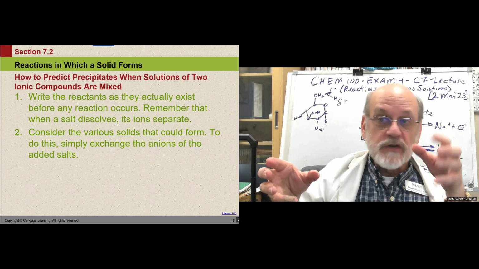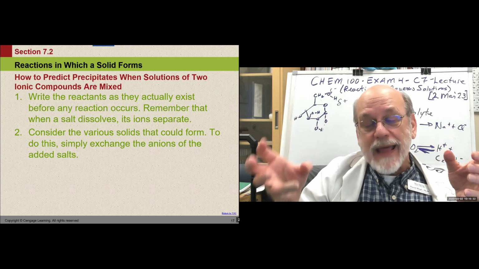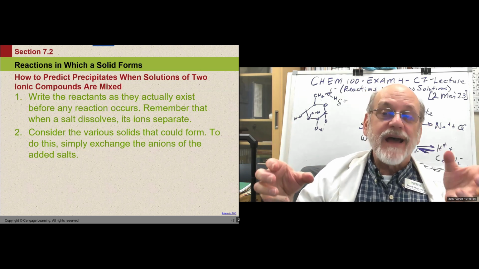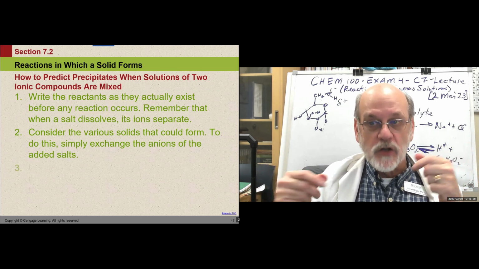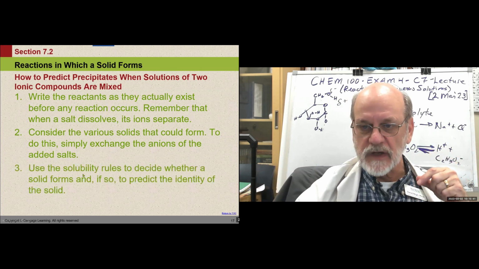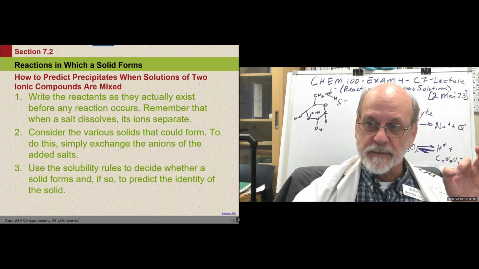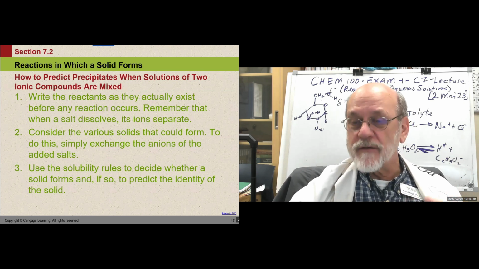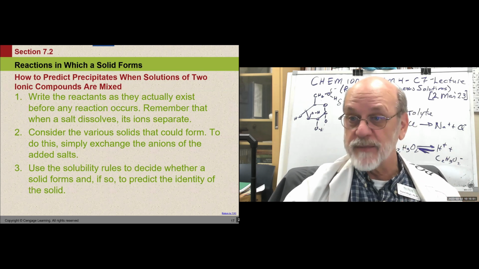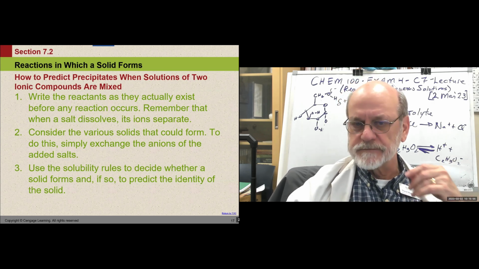cations from this solution and anions from this solution get together, or anions from this solution and cations from this solution get together. Those are the ones you want to compare and look them up in your chart. That way you can tell if you're going to form a precipitate. If you don't form a precipitate, then you don't have a reaction. You can't consider that a chemical reaction. It's just another mixture, a solution.